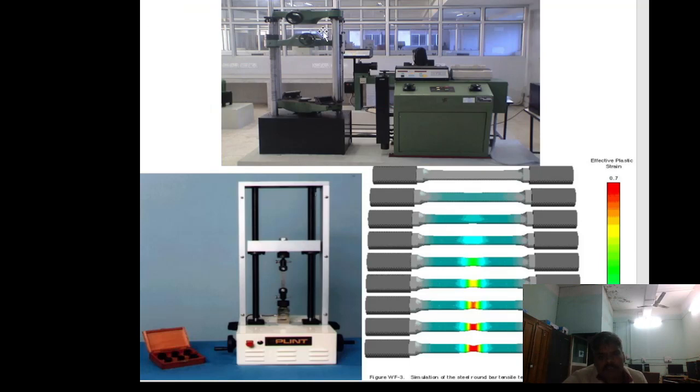Here is a universal testing machine. This is a loading unit and this is a control unit. It is a hydraulic drive where the piece is held in. There is a crosshead, upper crosshead and lower crosshead. These are the samples. During the simulation you can see how plastic strain varies, and here fracture happens.